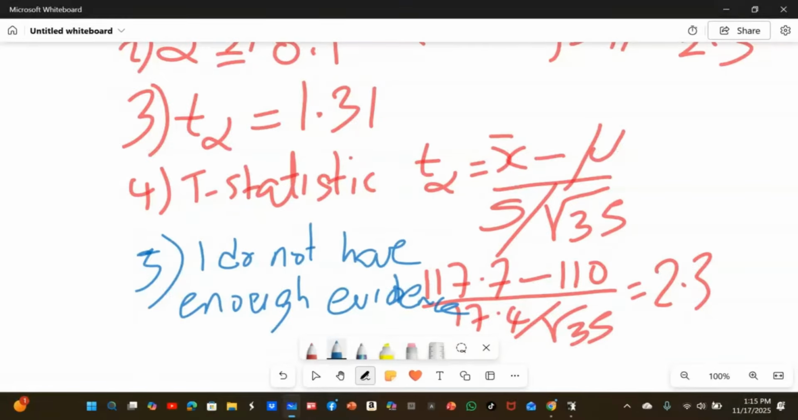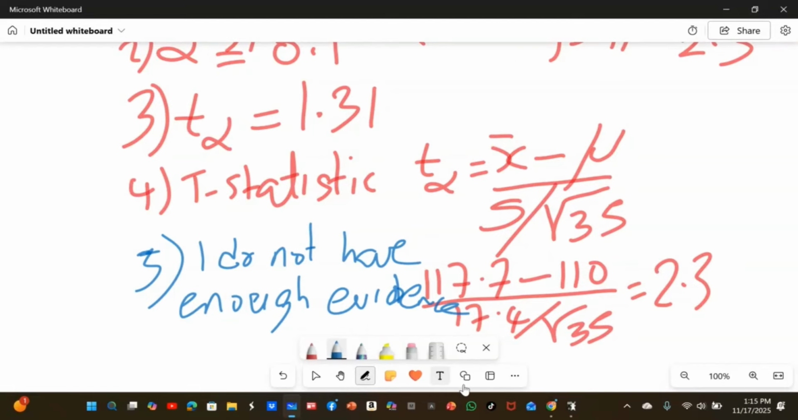I'm not saying that I reject the null, but the important thing is that the sample given to me hasn't provided enough evidence to accept the null. So from this conclusion, the population mean is actually greater than 110. So from the test statistic, I have rejected the null. I didn't accept the null.